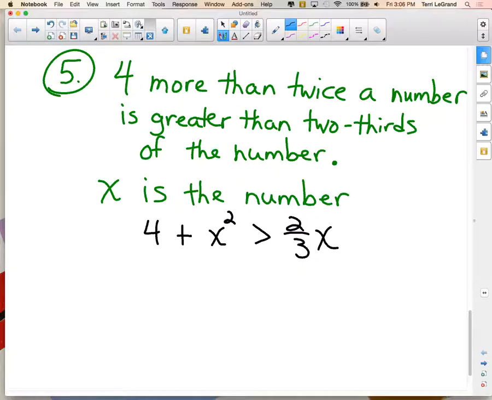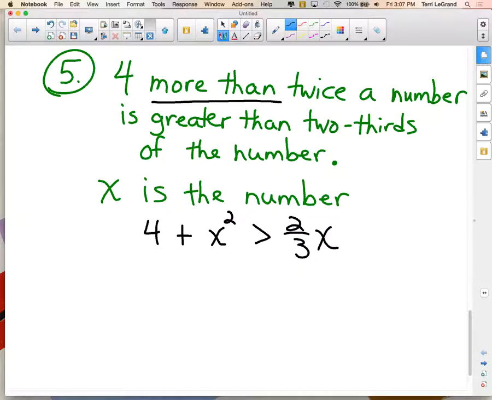So what's the 4 plus from? 4 more than, yeah. Because the word "is" is not here. If it said "is more than," we'd have to use the is greater than symbol, but this doesn't have the word "is" with it, so it means addition. So this is the more than part, 4 more than, in addition, order does not matter. And then the x squared, where does that come from? Twice a number, okay?